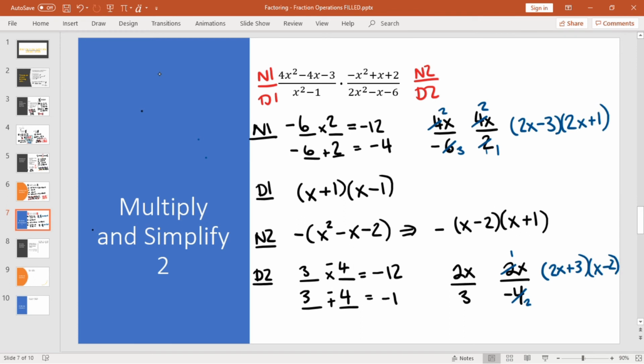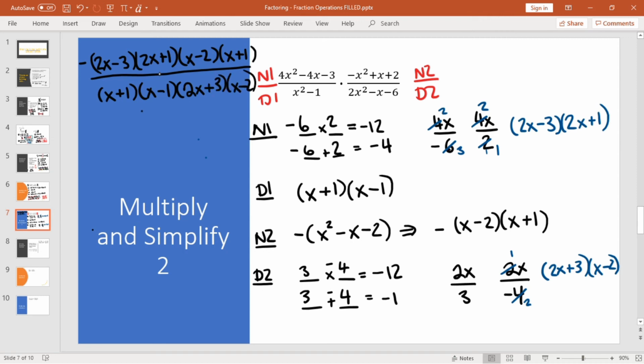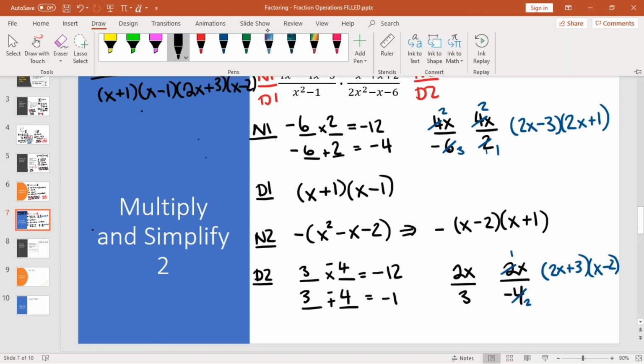So I'm going to put everything together from the numerator. I have numerator 1 is 2x minus 3, 2x plus 1. And numerator 2, there's a negative. I'm going to put that in front so I don't lose it. x minus 2, x plus 1. And I'm going to put that entire thing over denominator 1 times denominator 2. x plus 1, x minus 1, 2x plus 3, x minus 2.